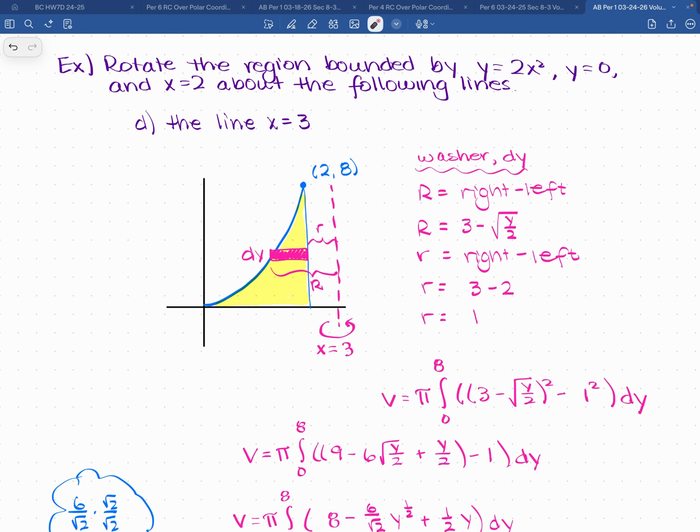Our inner radius will go between the inner part of the rectangle and the axis of rotation, but right minus left means on the right is x equals 3, and on the left is x equals 2. That makes our inner radius a constant of 1. And so then plug it in. Volume is pi times the integral of big R squared minus little r squared, and then dx or dy. It's a dy problem, so we're going to go along the y-axis, and it goes from 0 to 8. So there's our limits, and then we work it out.